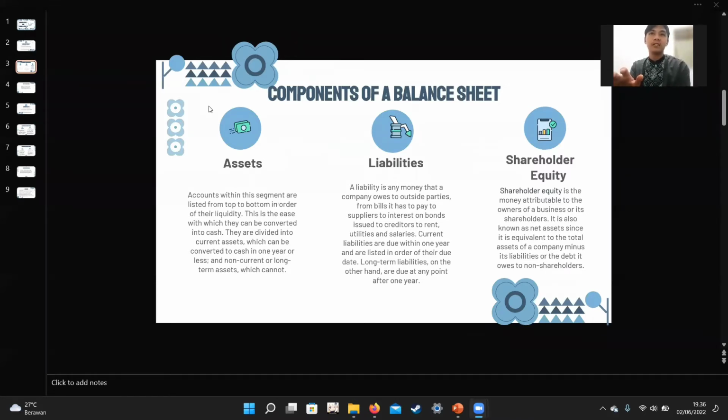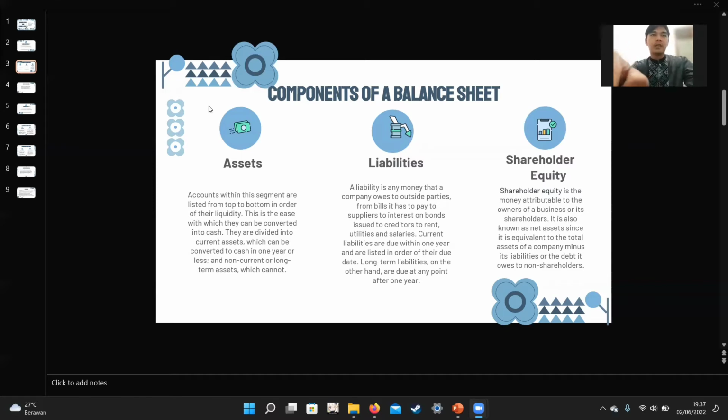Components of a balance sheet. Assets. Accounts within this segment are listed from top to bottom in order of their liquidity. This is the ease with which they can be converted into cash. They are divided into current assets, which can be converted to cash in one year or less, and non-current or long-term assets, which cannot.